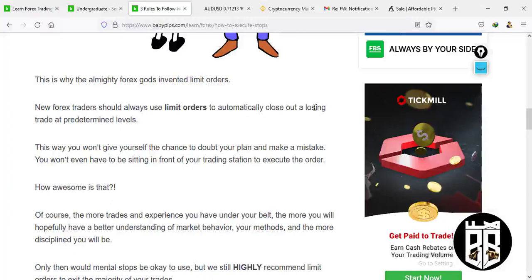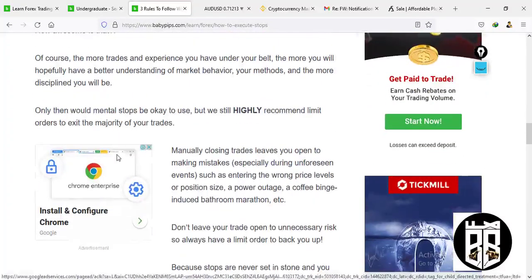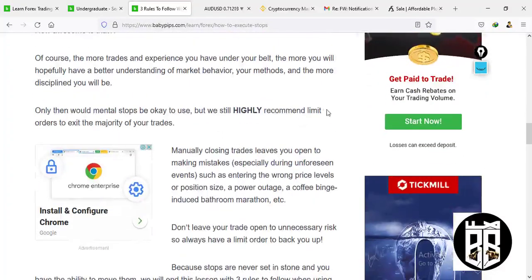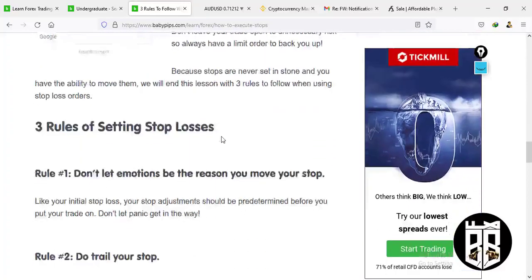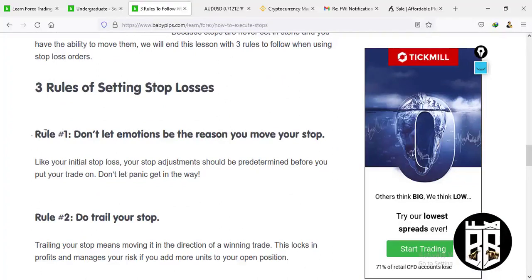Use limit orders. It automatically fills you into the trade and also closes you out if you hit a take profit and if you hit a stop loss. So it is highly recommended that you use limit orders to exit the majority of your trades. So let's move to the 3 rules of setting stop loss. Rule number one, do not let emotions be the reason you move your stop loss. Your initial stop loss and your adjustment should be predetermined before you put on your trade. Don't let panic get in the way.